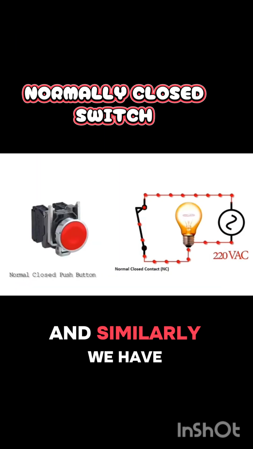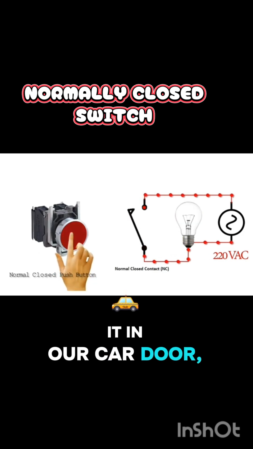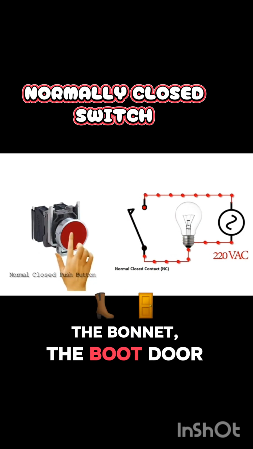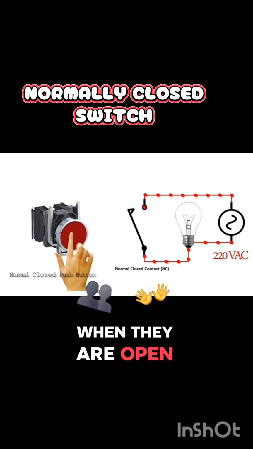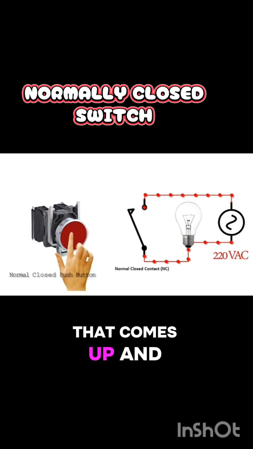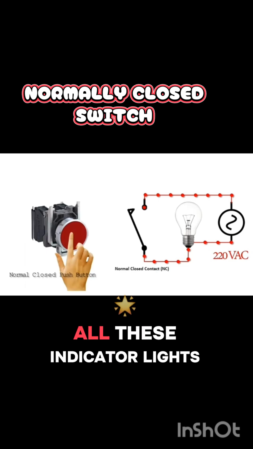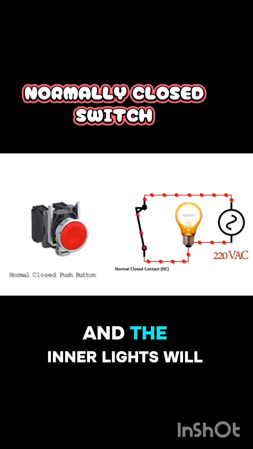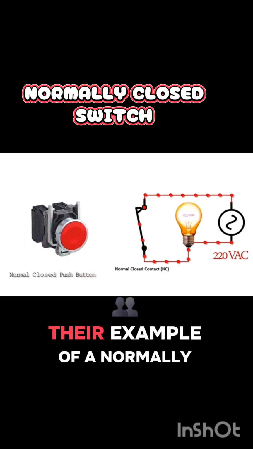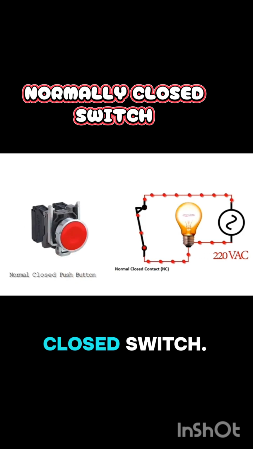And similarly, we have it in our car door, the bonnet, the boot door. When they are open, there is a light that comes on, and the moment you close them, all these indicator lights and the inner light will go off. They are examples of a normally closed switch.